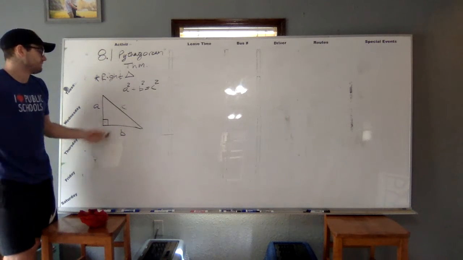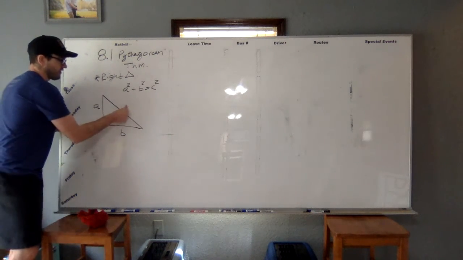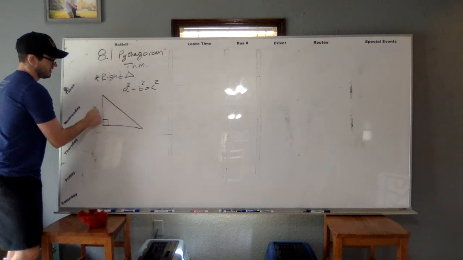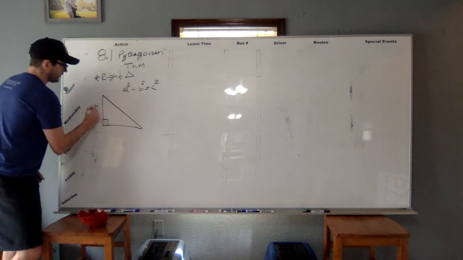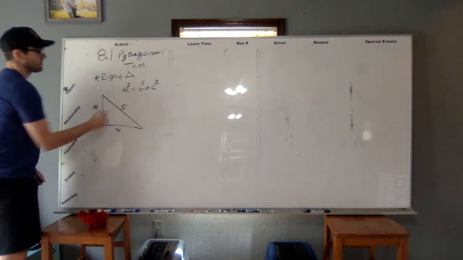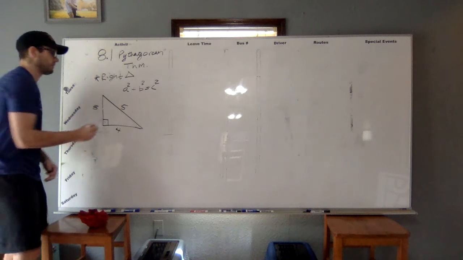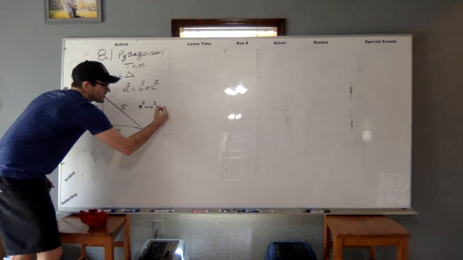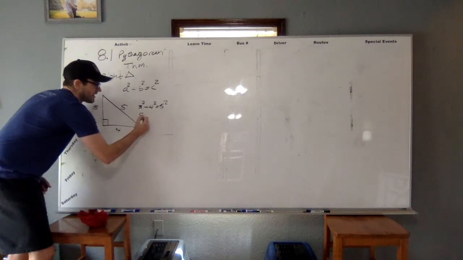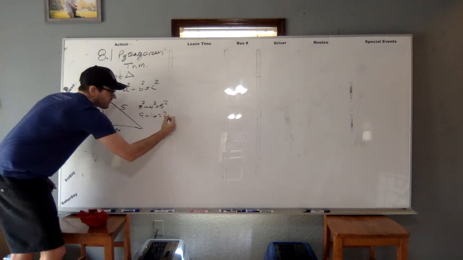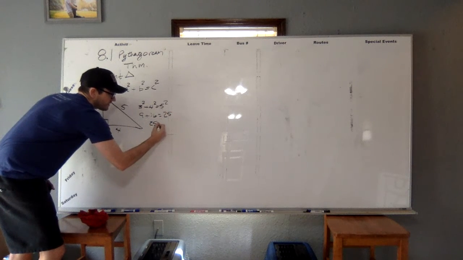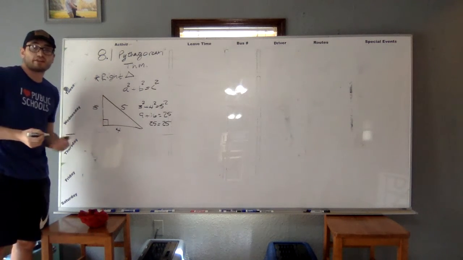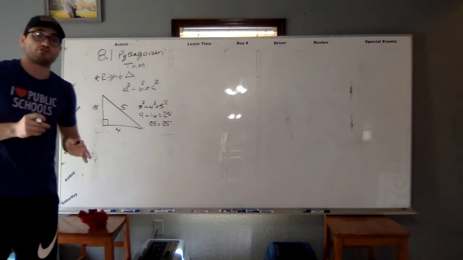So let's put numbers in there. If I say this is 3, this is 4, and this is 5, I can test it. That means 3 squared plus 4 squared has to equal 5 squared. We do it, and we get 9 plus 16 equals 25. 25 equals 25. Okay, so that's an example of how it works. That's what it looks like. That's the Pythagorean theorem. Hopefully that's a good refresher for you.